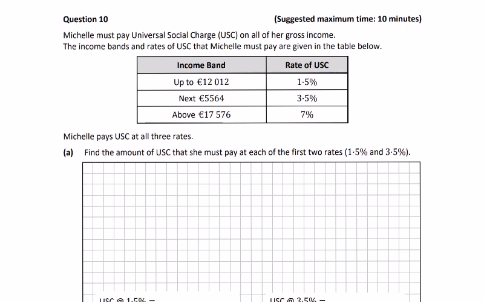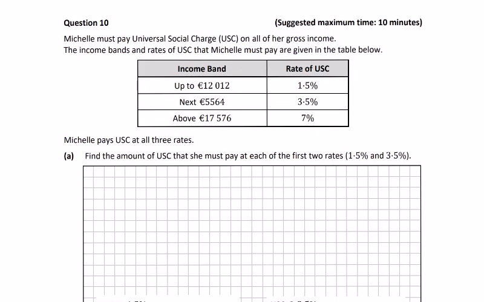We have your applied arithmetic question. So USC up to 12,012 euro, we pay 1.5%. On the next 5,564, we pay 3.5%. Then anything above those two numbers added, 17,576, we pay 7%. So Michelle must pay universal social charge on all of her income, and here are the income bands.